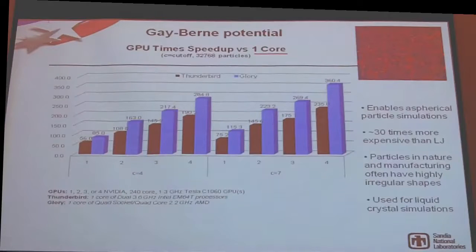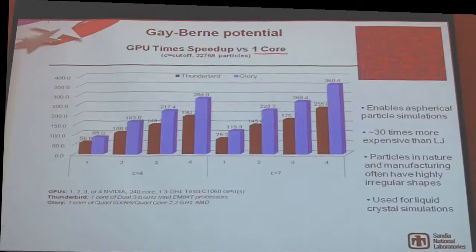One example of a quite expensive computation is aspherical particle simulation, and these could be used for, say, liquid crystal simulations. It's very expensive to do aspherical particles in molecular dynamics, and they're roughly 30 times more expensive than Lennard-Jones. Depending on how you measure it, if you measure just versus one CPU core, you can get up to a 360-fold speedup. So that's kind of the upper bound of what speedup we would expect, and it depends on how we're doing that comparison.